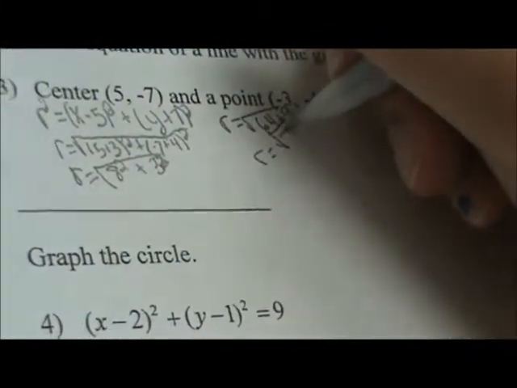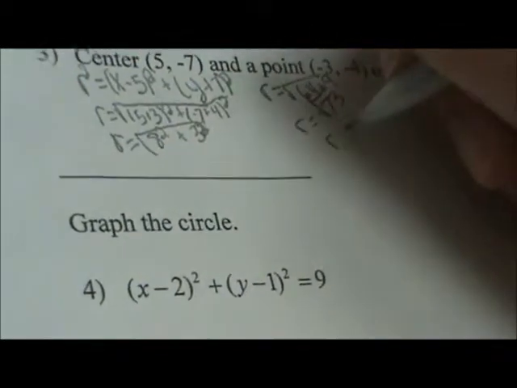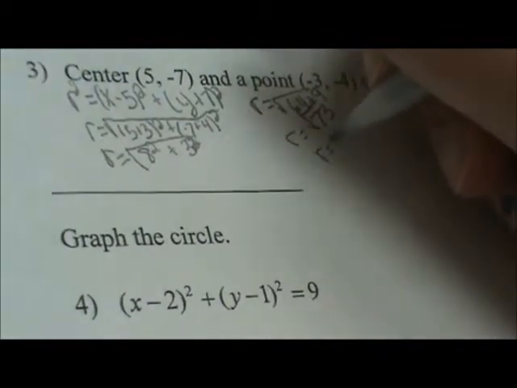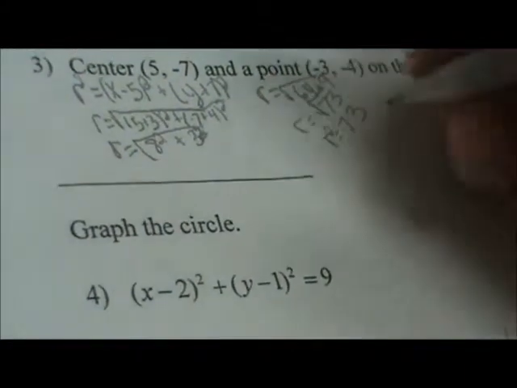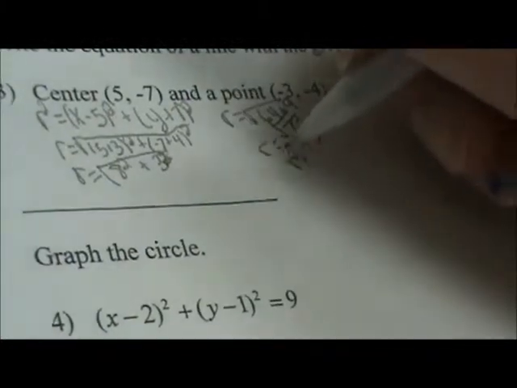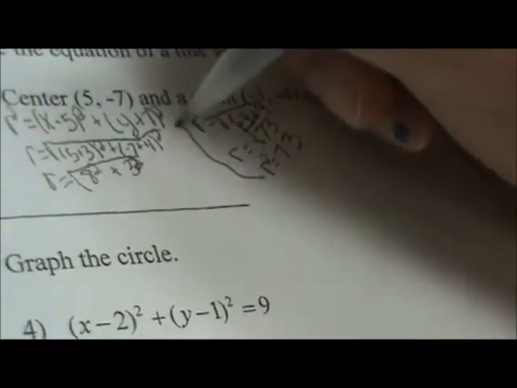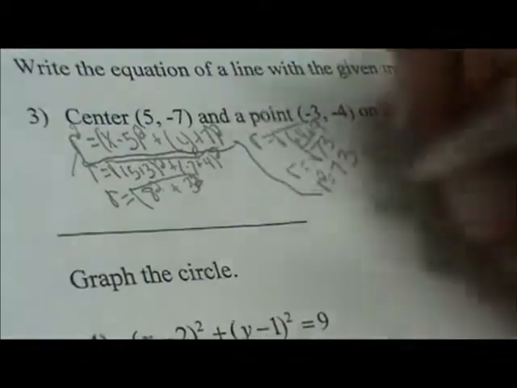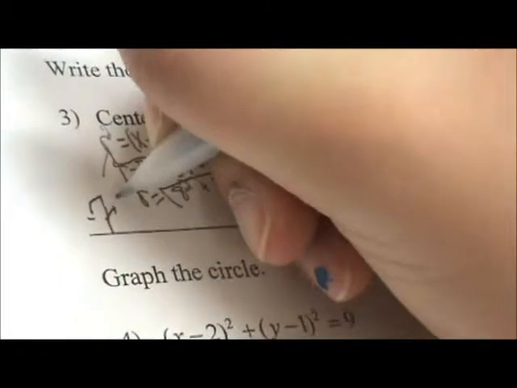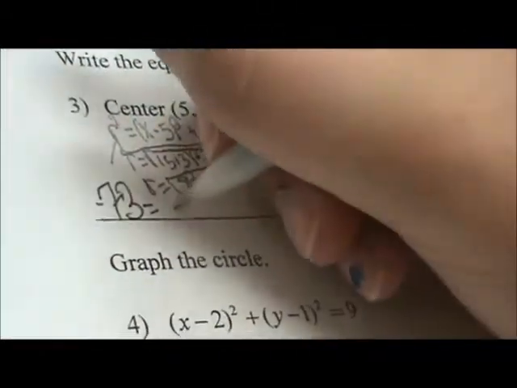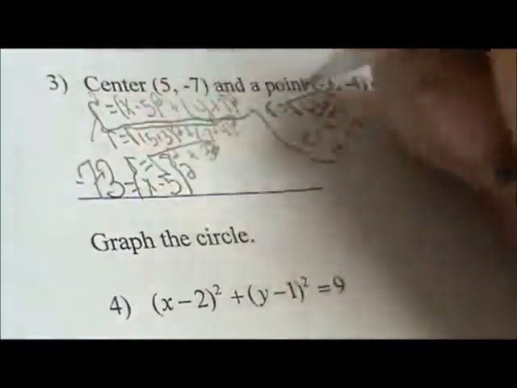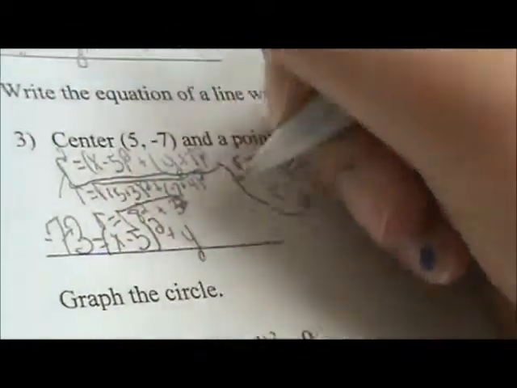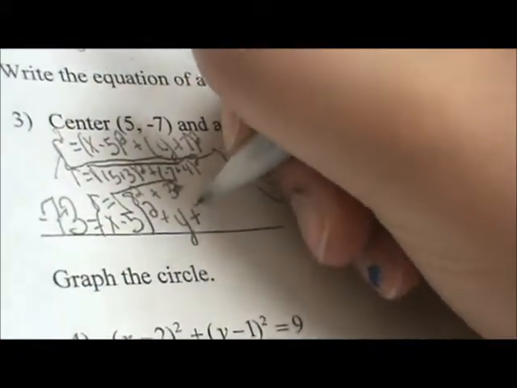Then you get r is equal to the square root of 73. So r is the square root of 73, and you need to square that number, so you get 73. So your answer for this is going to be 73 is equal to x minus 5 quantity squared plus y plus 7 quantity squared.